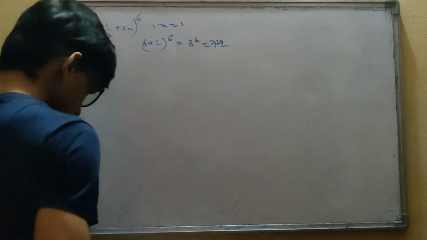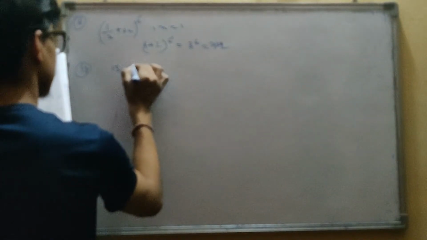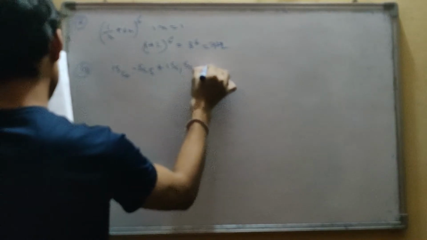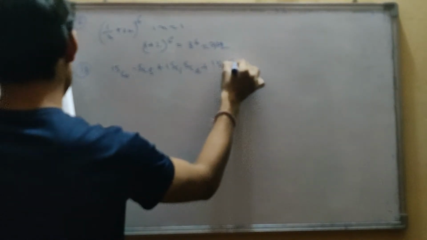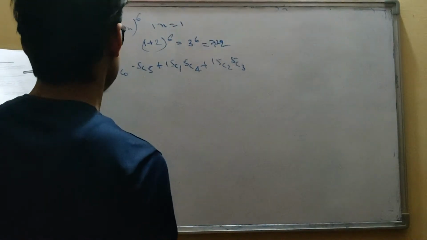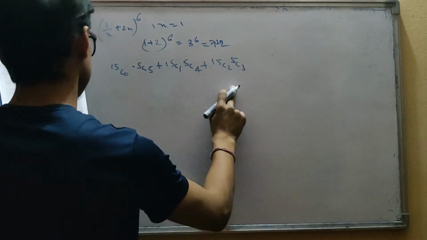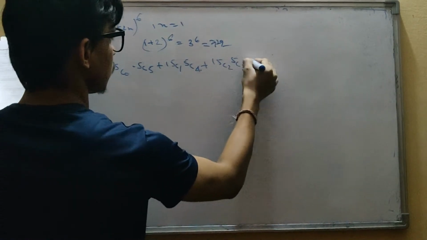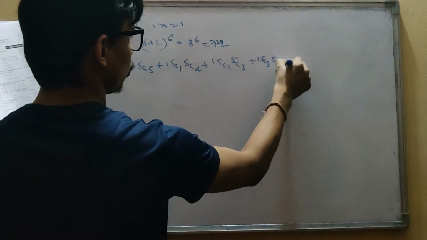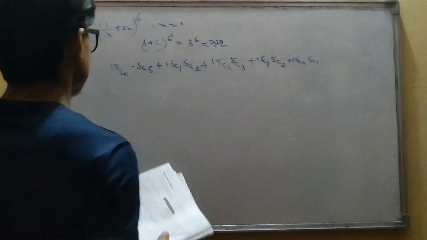Now next question. So the next question is 17, right? 15c0 5c5 plus 15c1 5c4 plus 15c2 5c3, and I guess it is going to be 15c0, 1, 2 and 5, 4, 3, 2 and 1. So 15c3 5c2, 15c4 5c1. So this is how it is, right?